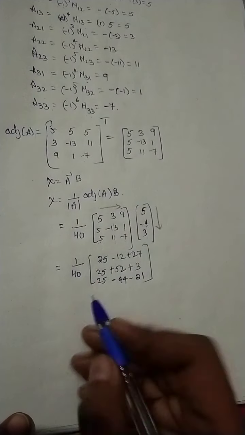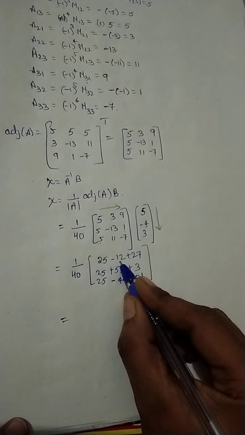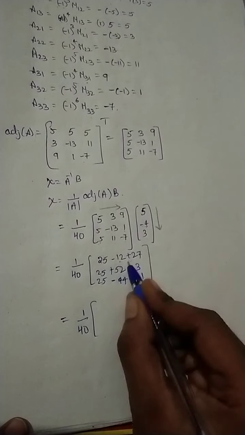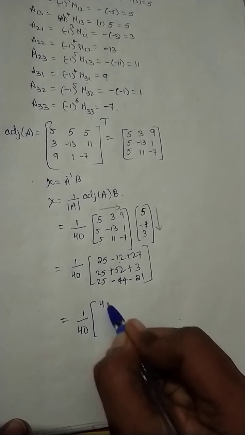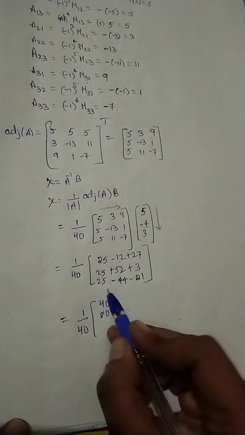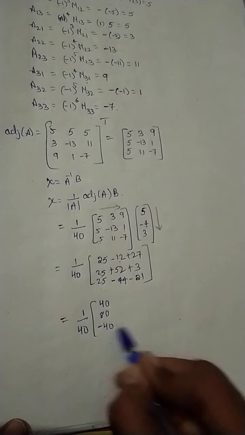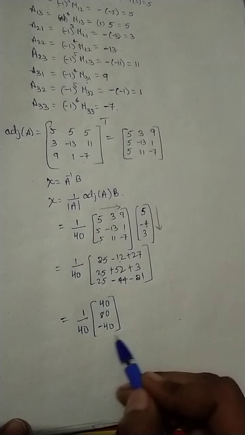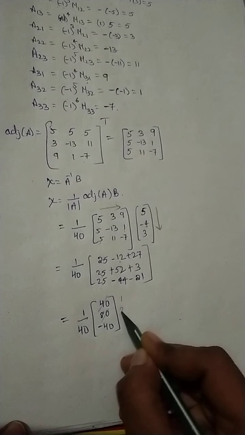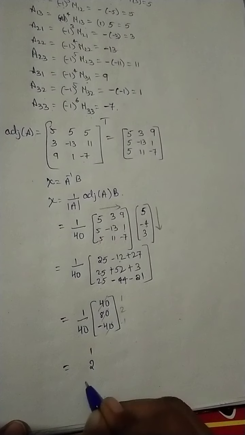Now if you subtract, 27 minus 12 will be 15. So 1 by 40, after subtracting you will get 40, and this one 25 plus 55 is 80, and this one minus 40. Okay, when you divide these values by 40, 40 by 40 is 1, this is 2, and this is minus 1. So our final answer is 1, 2, minus 1.